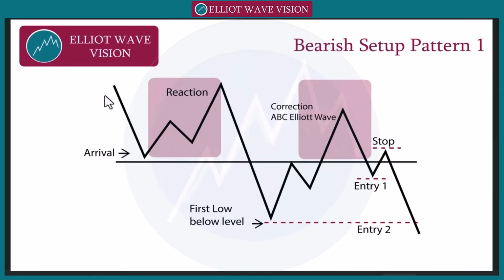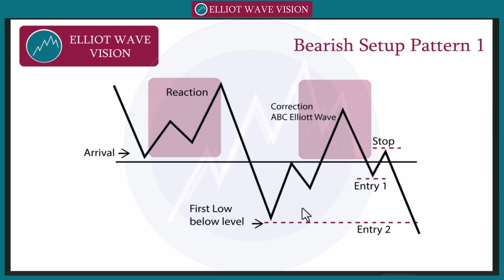So market give us the arrival, a reaction, first low below level A, B and C. After this first low and the correction, it means that market ready to go towards the bearish side. Then we need to wait for the impulsive move in lower time frame, in 30 minutes, in 15 minutes or in 5 minutes, the impulsive move and its correction.